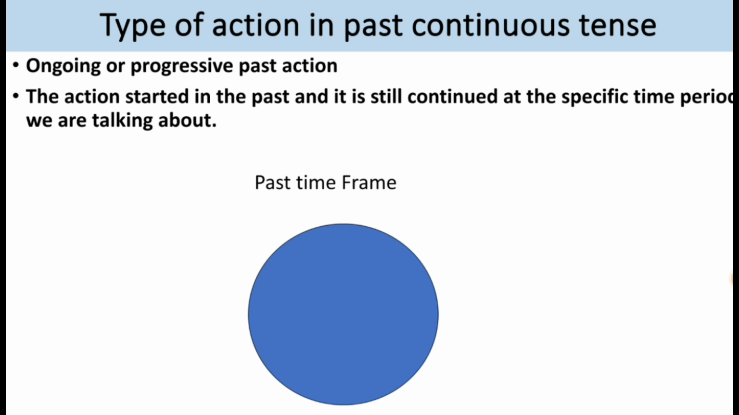Suppose we have a past time frame. This circle shows the past time, and let's suppose that the action started at this specific point and the action was continued. It was not completed at the time we are talking about.